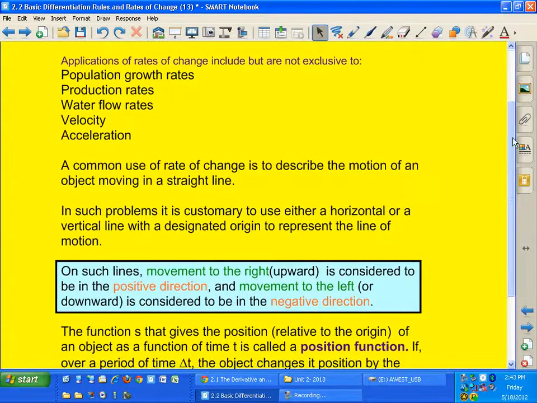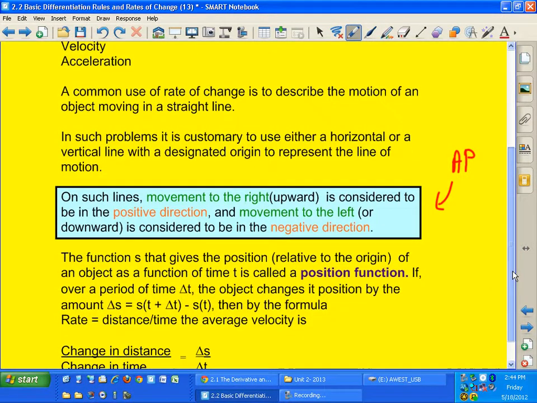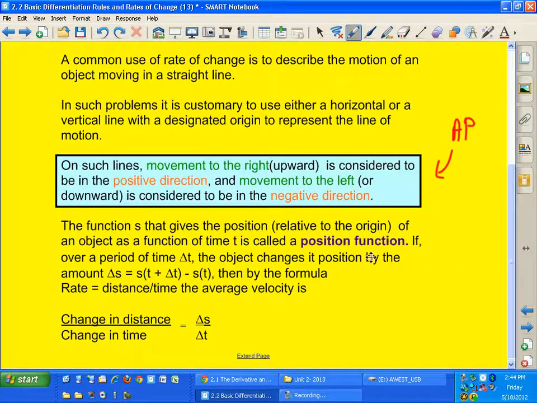And so these are some of the common usages, and basically what we have here is a rate of change for an object moving along a straight line. When we talk about movement along a horizontal line or a vertical line, movement to the right is considered upward and in a positive direction, and movement to the left is downward and considered a negative direction. This is AP stuff. This is the way they're going to be asking you questions, and you need to make sure that you know this.